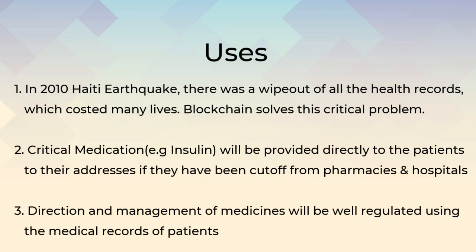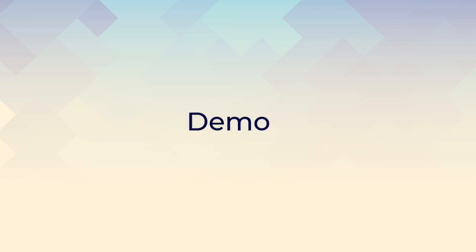In the 2010 Haiti earthquake, there was a wipeout of all the health records, which cost many lives. Blockchain solves this critical problem. Critical medication, like insulin, will be provided directly to the patients at their addresses if they have been cut off from the pharmacies or hospitals. Direction and management of medicines will be well regulated using the medical records of patients. With this, we'll move on to the demo.